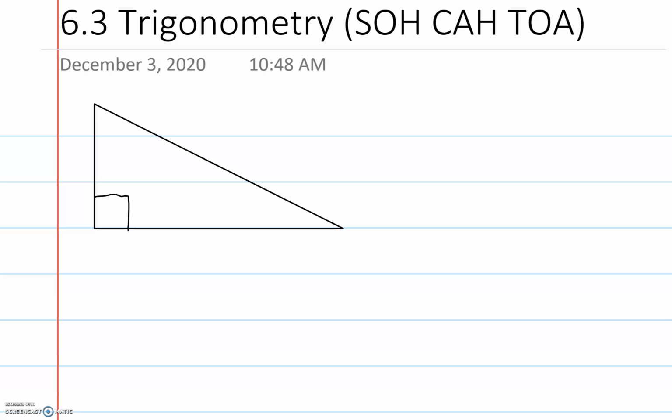So first of all, before we even go any further than that, SOH CAH TOA involves an angle and involves two sides. So you need an angle and you need two sides. Now you could be missing one of these three. You're looking for one of those three, but you have to have two of the other.